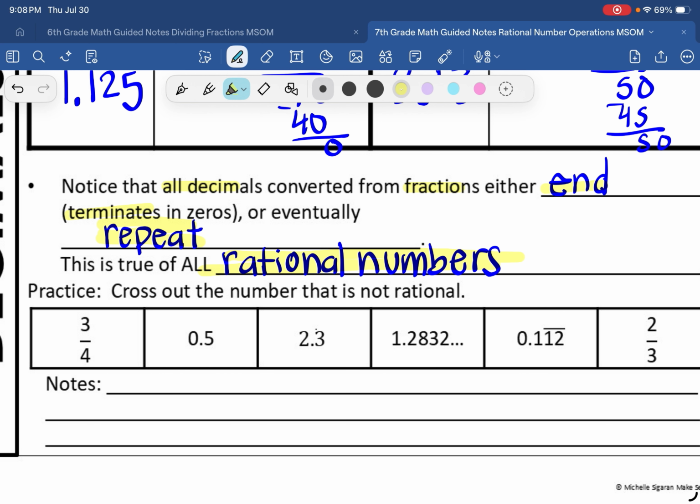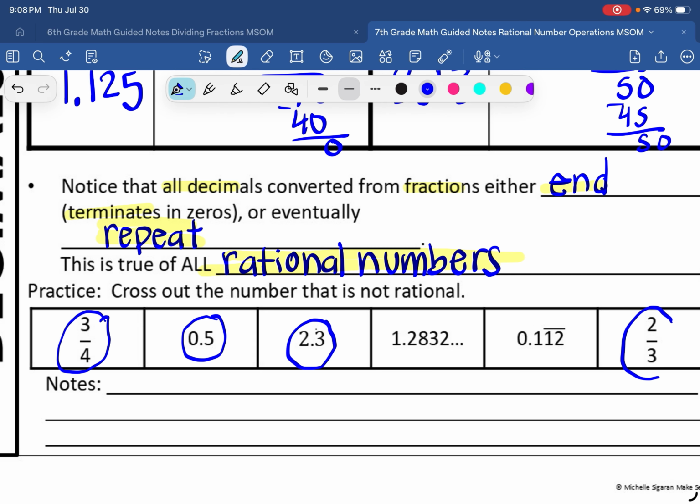All right, so we're just going to circle the ones that are rational first. So 3/4 is rational because it's a fraction. All fractions are rational. 0.5 is rational because it's a decimal that ends. It doesn't continue on forever. 2.3, again, it ends, so it's rational. 2/3 over here on the side is a fraction, so it's rational.